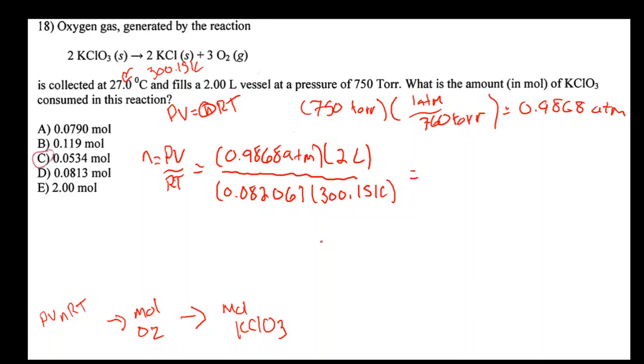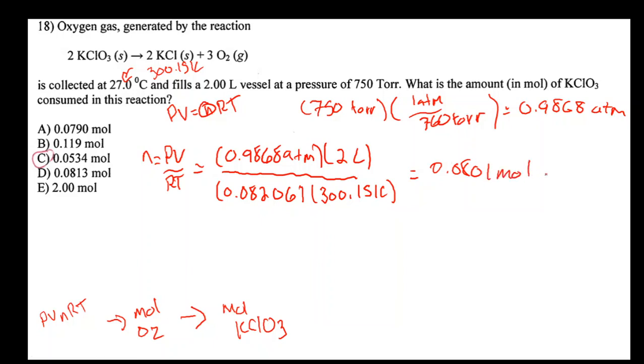And then what would that be? 0.9868 times 2 divided by 0.08206 divided by 300.15. I get 0.0801 moles, which is not the final answer. Well, that's not the final step yet.